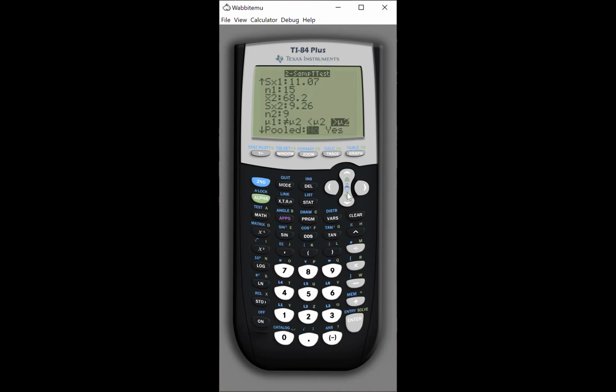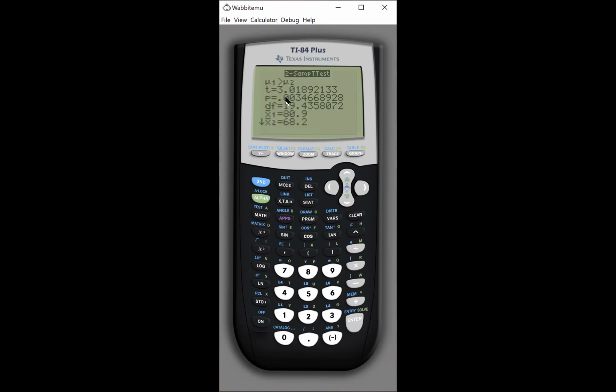Cool. For this one, it's going to ask you if you want to do pool. Pool means if your standard deviations are the same. If your standard deviations are the same, you press yes. But if your standard deviations are different, you want to put no. In our case, since our standard deviations are different, you want to put pool no. And then you have to go to calculate. Any question in regard to anything I input into the TI-84? All right, so let's go ahead and calculate.